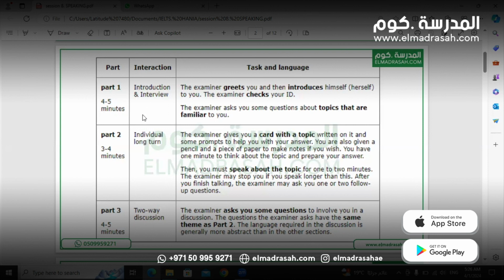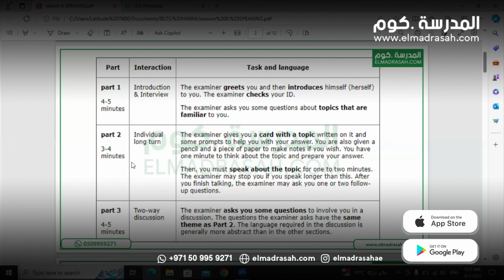In part number 2, you will be given a card, and in this card, you will find a topic which is written in it. So you will have 1 minute. You should plan your ideas, your talk about this topic, which is in the card. You should plan about this in your mind for about 1 minute only. And then you will have 3 to 4 minutes to talk about this topic. This is in part number 2.